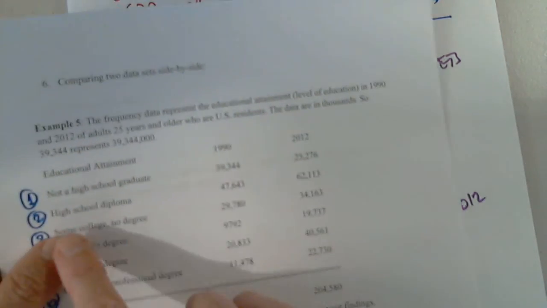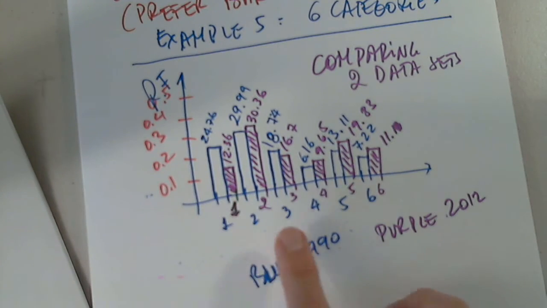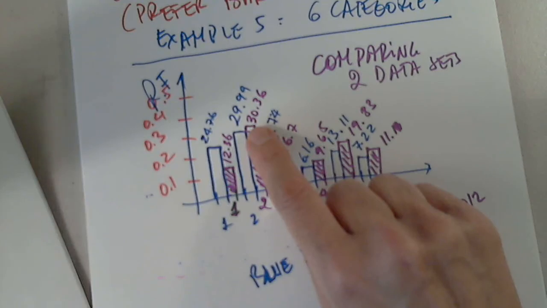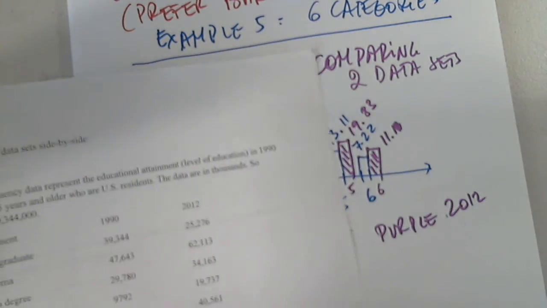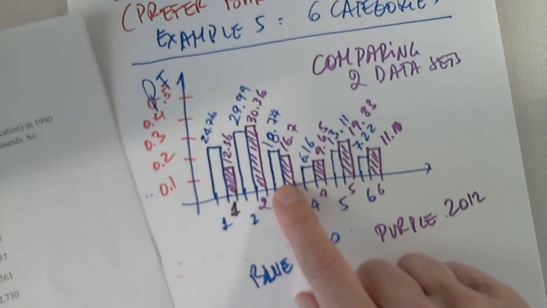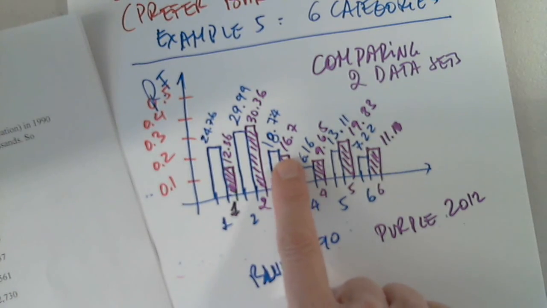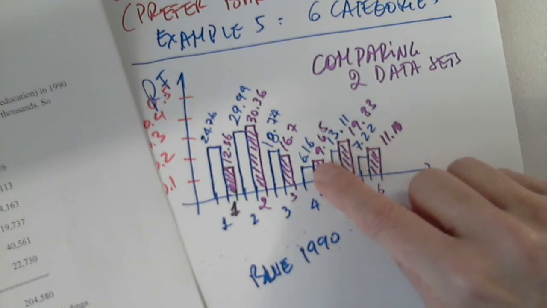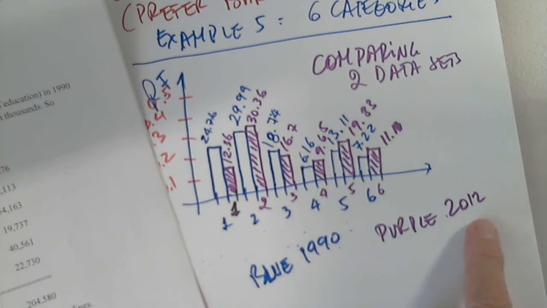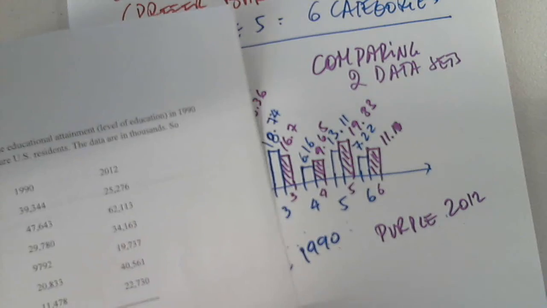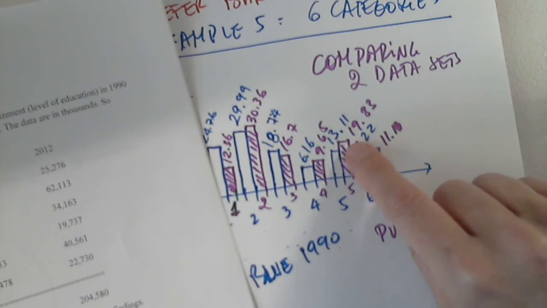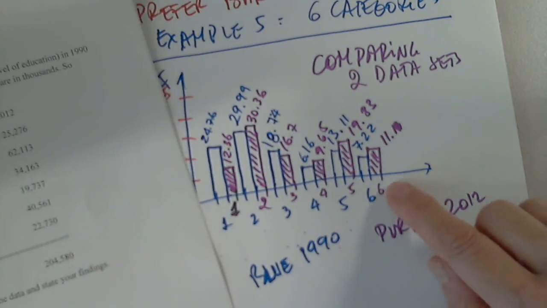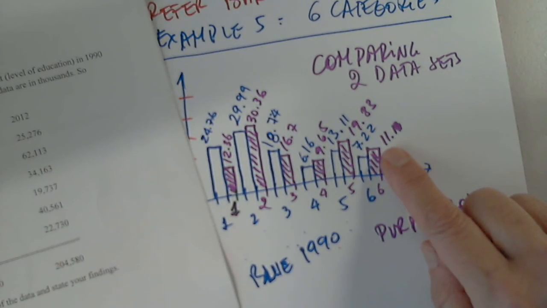What happens with the second category, the high school diploma? So in 2012, it increased. Not a lot, but it increased. What about some college but no degree? That went down by roughly 2%. What about associate degree? It went up by 3% in the last 22 years. What about bachelor's degree? Nicely done. By 6%, it went up. And what about grad or professional degree? It went up by 4%.